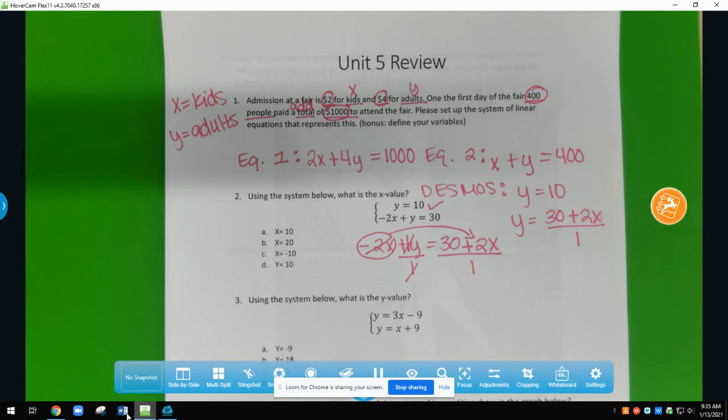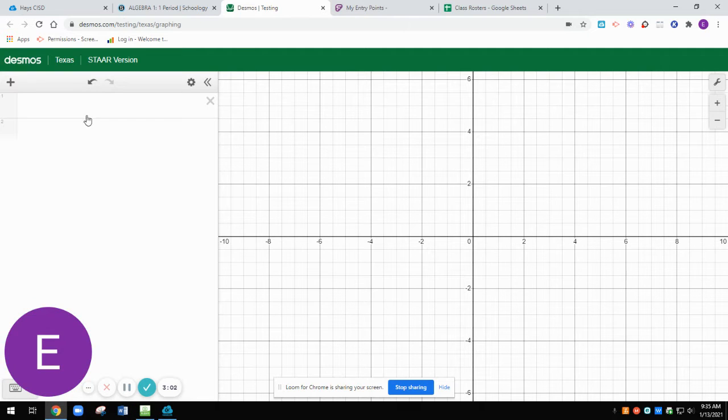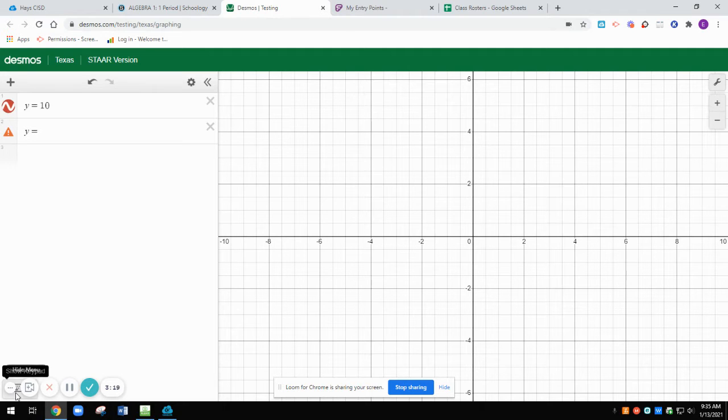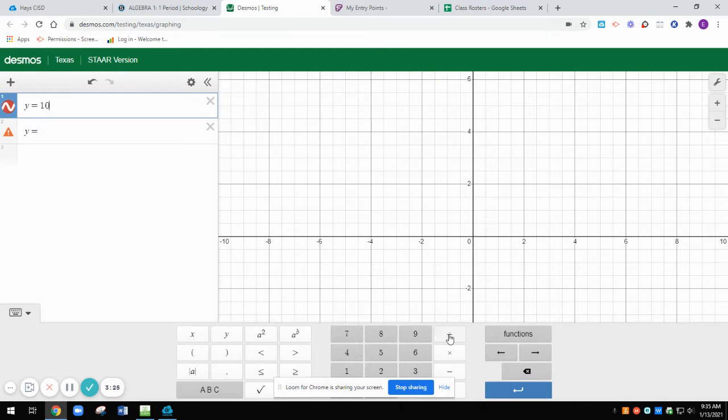So now when we go to Desmos, we're going to put that in. So we have y equals 10. In the second one, we have y equals. Remember, to set up the big fraction, we press divide. Oops, I'm on the wrong one. Hold on. We press divide, and then we're going to type in the top of the fraction. So 30 plus 2x, and then I'm going to click in the bottom and put it over 1.